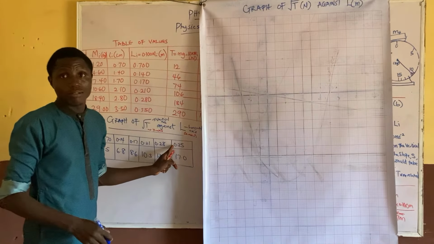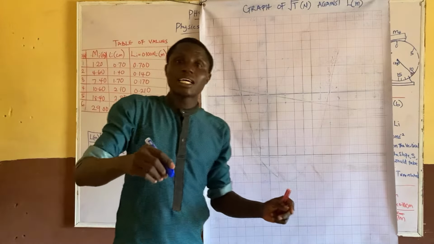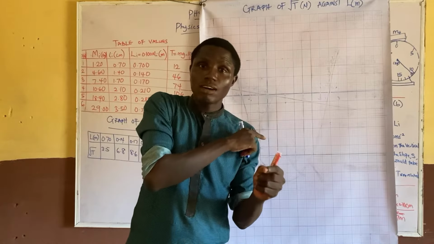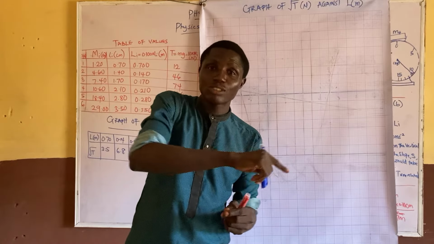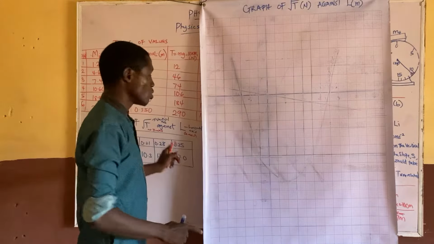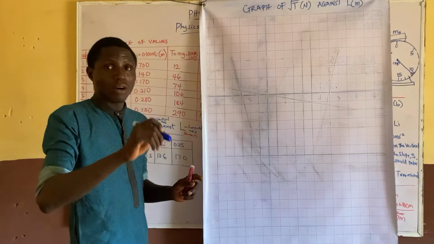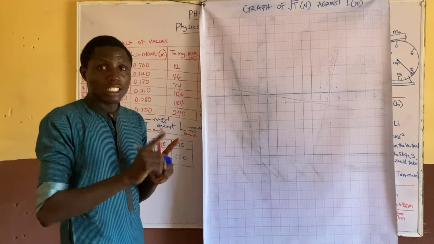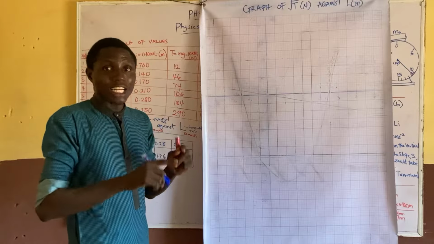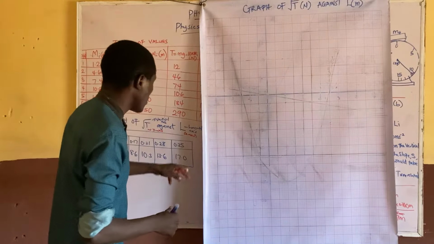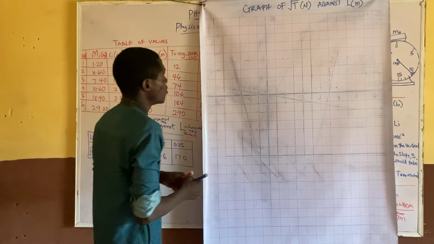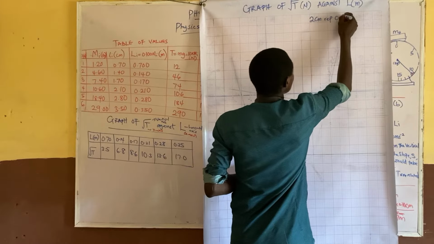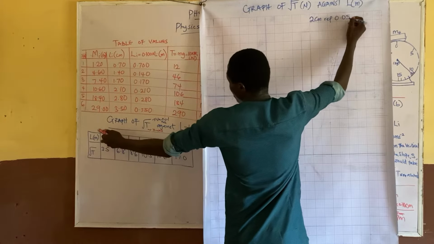And my highest value is 0.35. So if I use 2 centimeter to represent 0.05, the highest value on this graph along the horizontal axis will be 0.5, which tallies. So I would rather use that scale: 2 centimeter represents 0.05 on the x axis. Now, what about the y axis? 2 centimeter represents 0.05. The unit of L axis is meter.